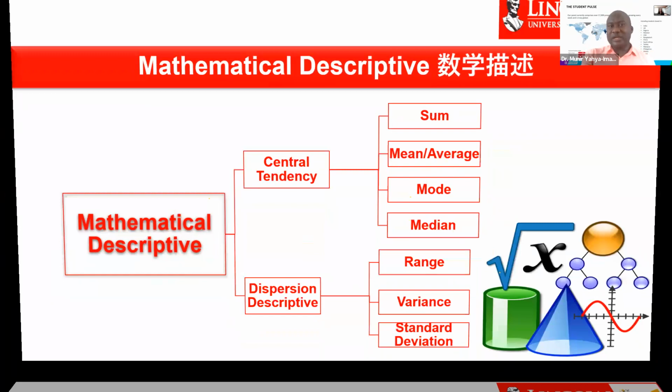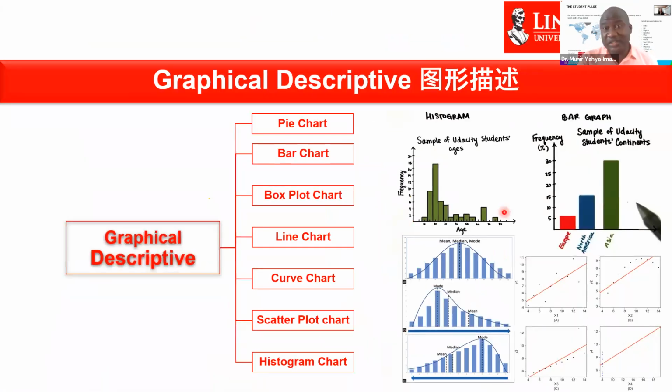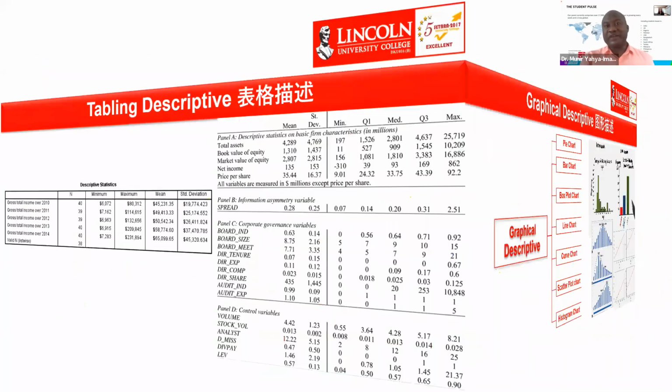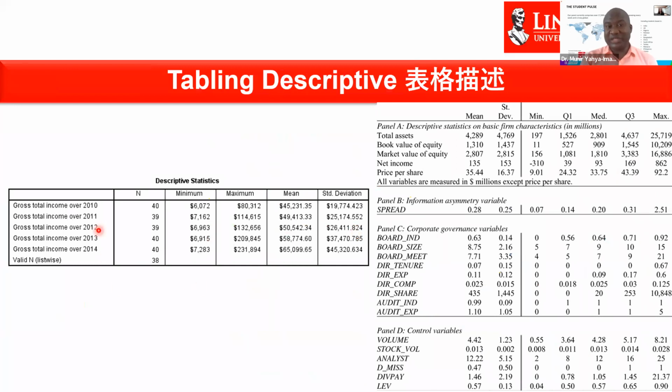Then graphical descriptive, you can have pie chart, bar chart, box plot, line chart, curve chart, scatter plot, histogram, and many others. So this falls under graphical descriptive. Then we also have table descriptive, which is in tabular form. Sometimes it can be a simple table, it can be a complex table. It depends on the kind of variables you have in your research.